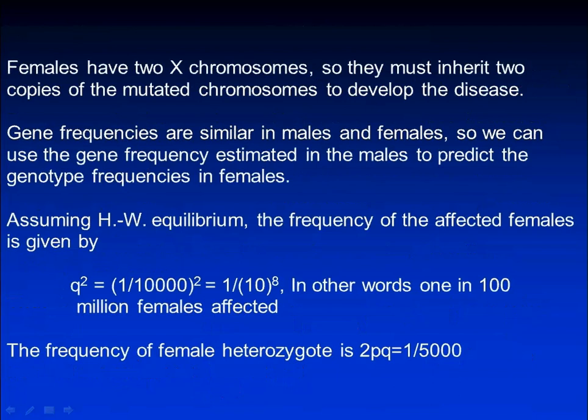Females have two X chromosomes, so they must inherit two copies of mutated chromosomes to develop the disease. Gene frequencies are similar in males and females, so we can use the gene frequency estimated in the males to predict the genotype frequencies in females. If the population is in Hardy-Weinberg equilibrium, the frequency of the affected females is given by q squared. The frequency of female heterozygote is given by 2pq, which is 1 over 5,000.